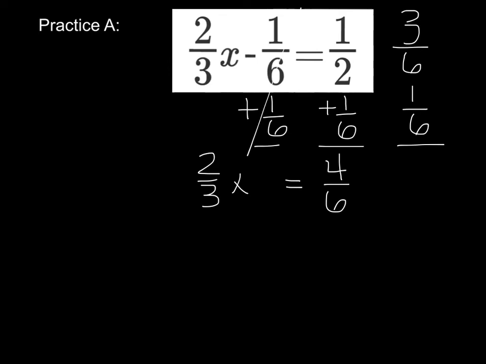Solving for x means that I need to get rid of the 2/3. I can't divide a fraction, so I'm going to multiply by the reciprocal, 3/2. And whatever I do to one side, I do the same thing to the other side.